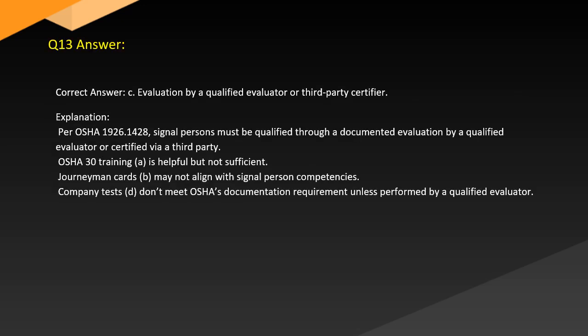Answer. Correct answer: C. Evaluation by a qualified evaluator or third-party certifier. Explanation. Per OSHA 1926.1428, signal persons must be qualified through a documented evaluation by a qualified evaluator or certified via a third party. OSHA 30 training, A, is helpful but not sufficient. Journeyman cards, B, may not align with signal person competencies. Company tests, D, don't meet OSHA's documentation requirement unless performed by a qualified evaluator.